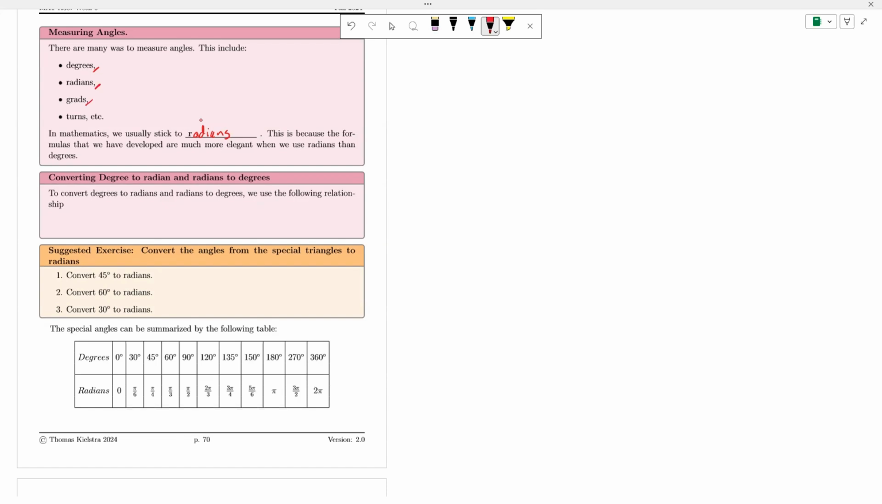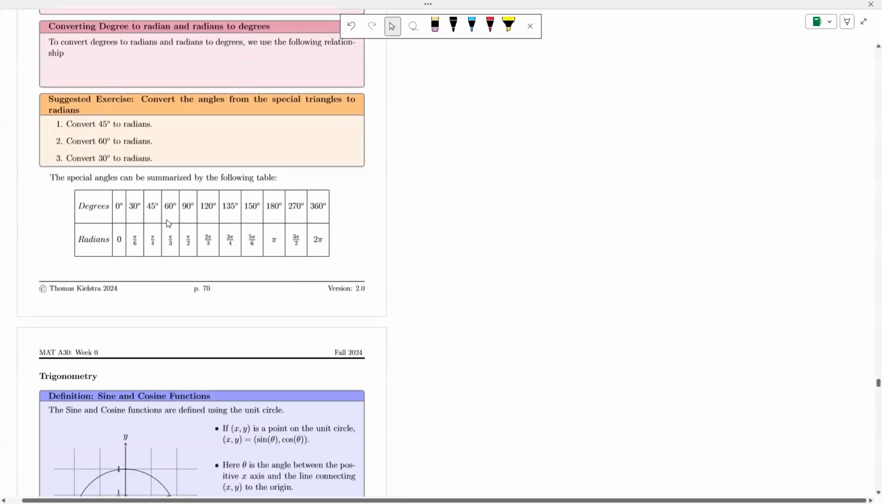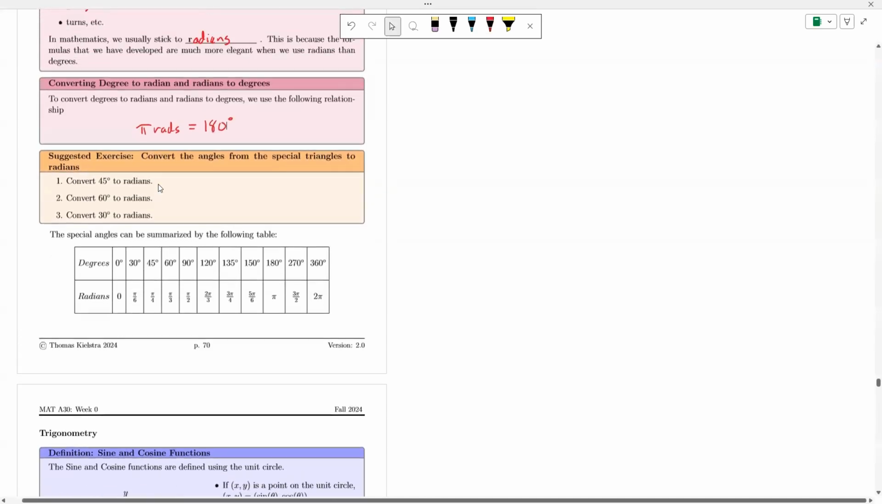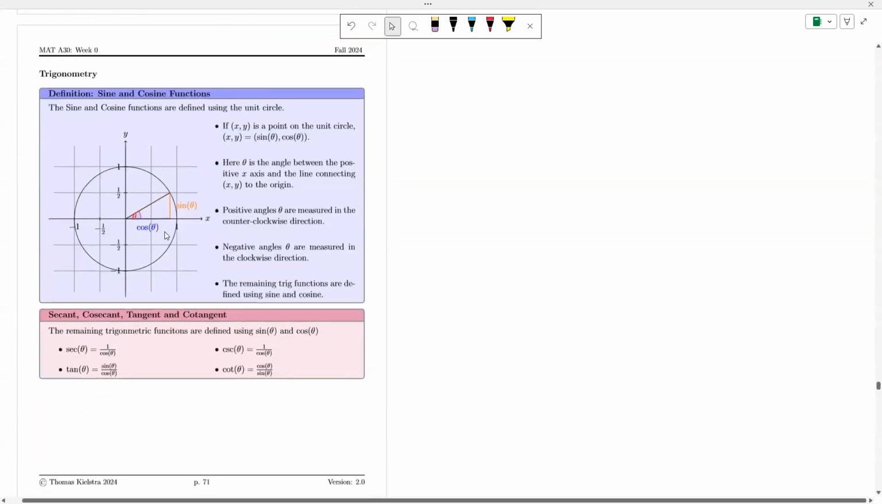Now, there are some special triangles that we have. We'll talk about them shortly, but the special triangles or the special angles can be summarized in the following table. Okay. Now, to convert from degrees to radians or radians to degrees, we have that pi rads or pi radians equals 180 degrees. Okay. So with this, now that we have a way of measuring angles, let's talk about our trigonometry.